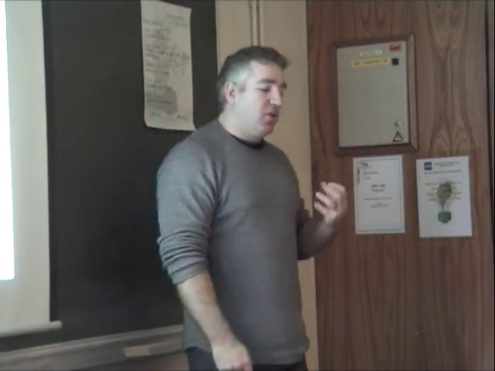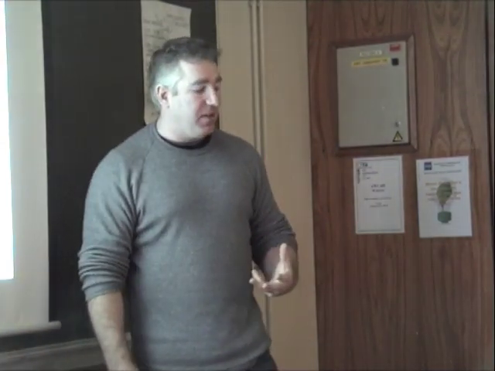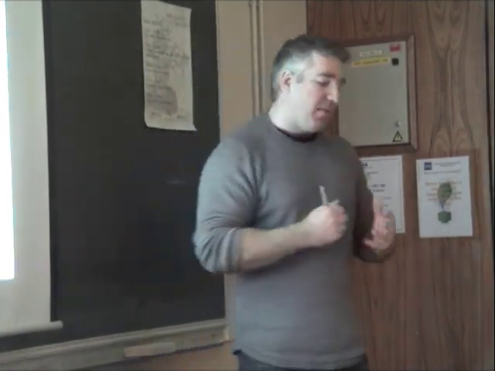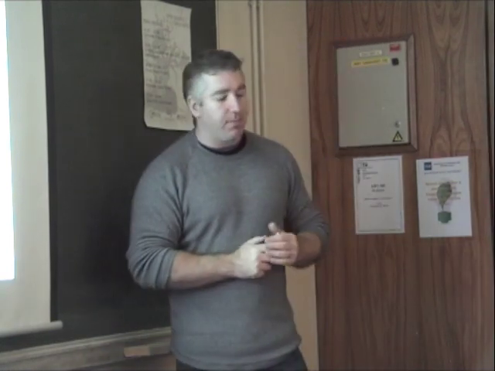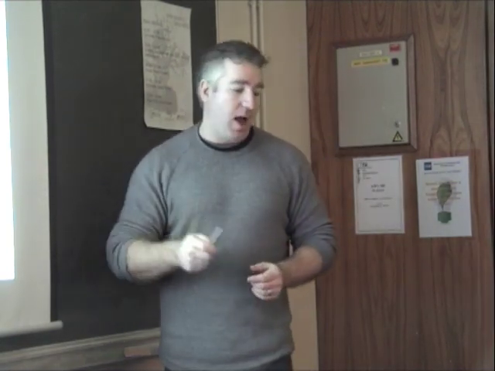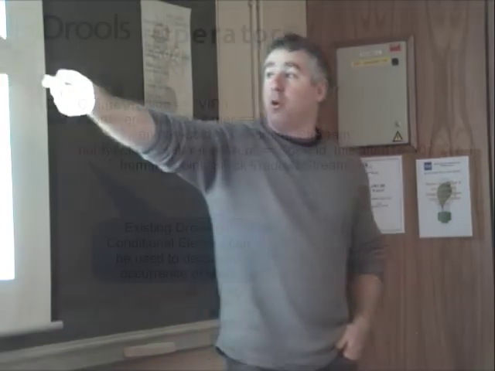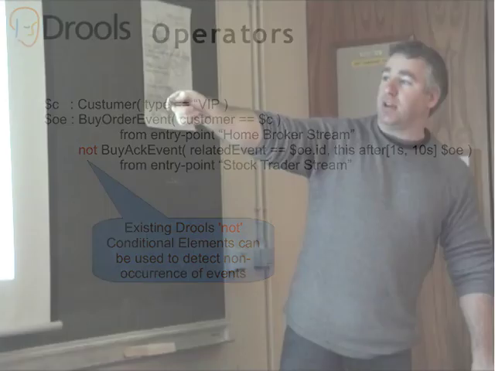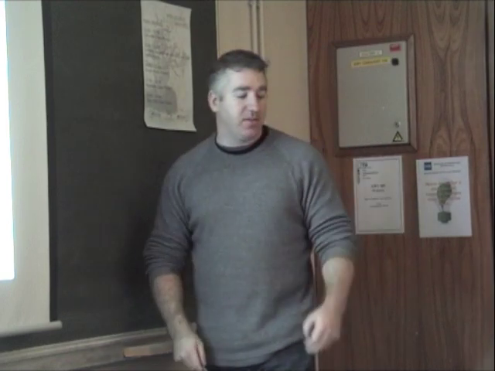It's not just important to know when something happens. It's often more important to know when something does not happen. So what does that mean? If I have a buy-order event, what I really want to know is when the buy-acknowledgement does not happen. So what I'm saying here is when I have a buy-order event, and the buy-acknowledgement event does not happen between 1 and 10 seconds, then I need to do something. And now notice again, we effectively have 3 different areas. I've got my working memory, which is actually the default entry point, I have my home broker stream, and I have my stock trader stream. It's correlating all 3 of these, checking for absence of events.